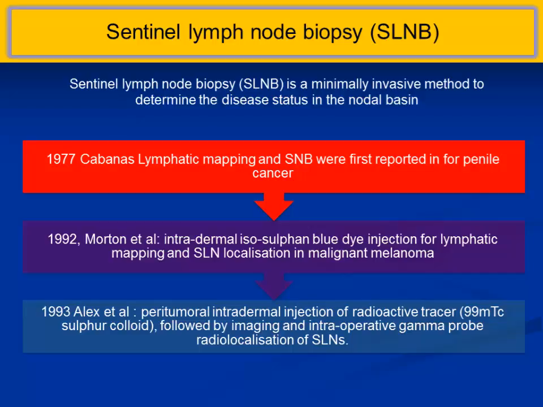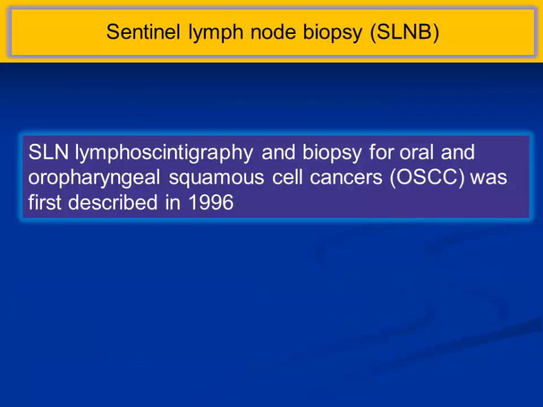And in 1993, Alex et al. reviewed the peritumoral intradermal injection of radiotracer followed by an intraoperative gamma camera for the assessment of sentinel lymph nodes. Lymphoscintigraphy and biopsy for oral squamous cell carcinoma was first described in 1996, and we do it quite frequently in our hospital, about 3 to 4 per week in patients with oral cancer. We do perform sentinel lymph node biopsy.